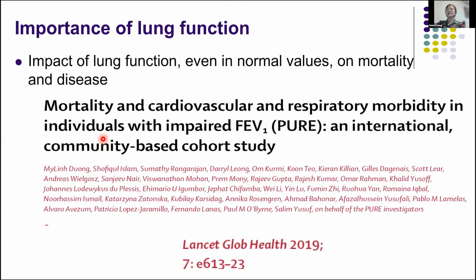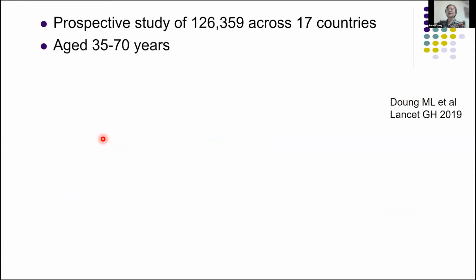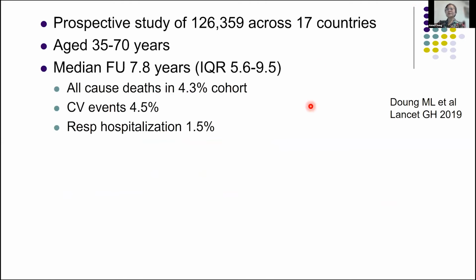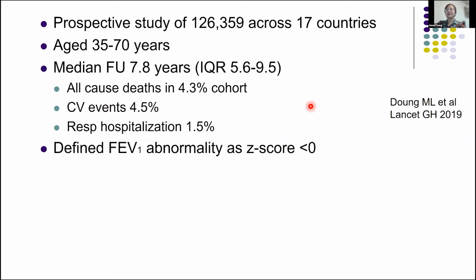And I'll highlight this particular paper published a couple of years ago. This is a study on adults aged 35 to 70, and it was a really, really big study. It was a prospective study where they were followed up for 7.8 years. And they had an all-cause mortality in the cohort of 4.3%, and you can see the cardiovascular events there and the respiratory hospitalization events there.